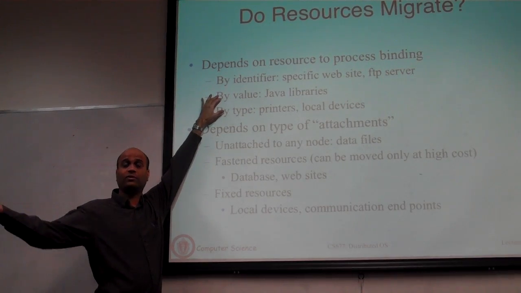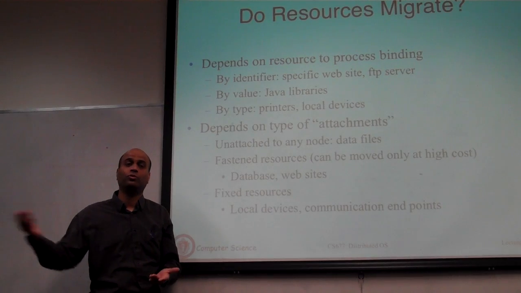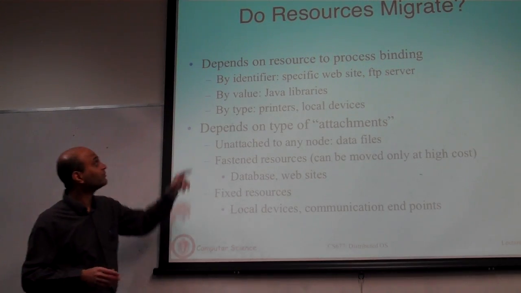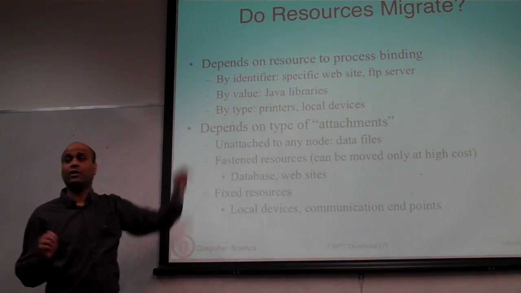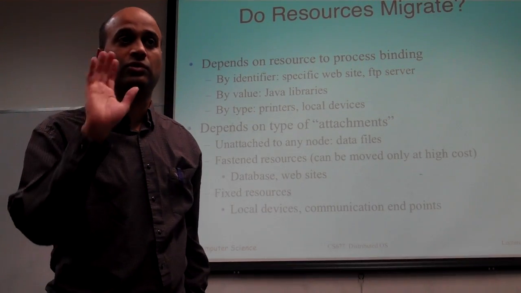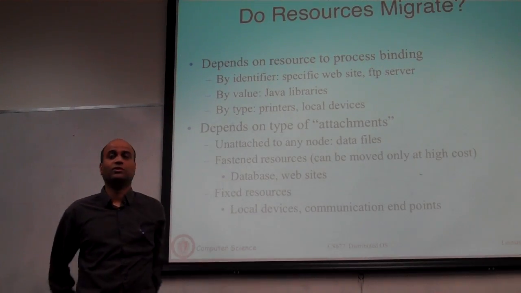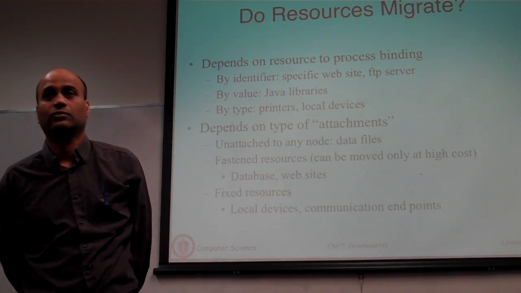A URL specifies the name of a web page. If you type that name, you expect that page to show up. You don't want something else. In other words, you cannot substitute a different resource for this resource. The name has a unique mapping. But you may have resources that are bound by value.